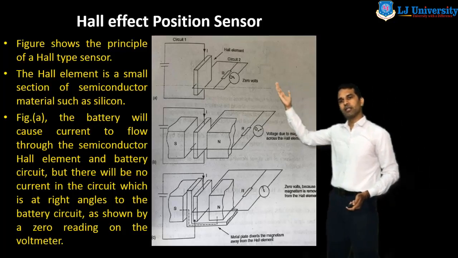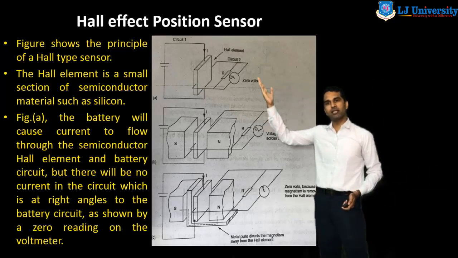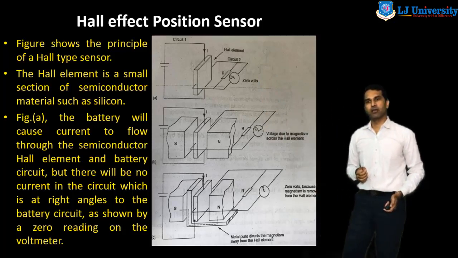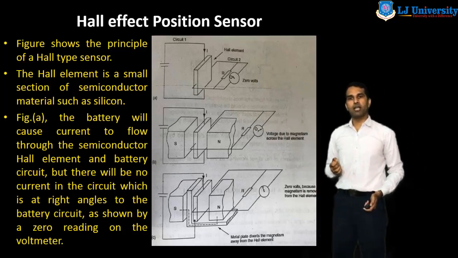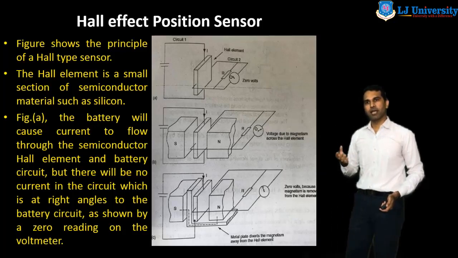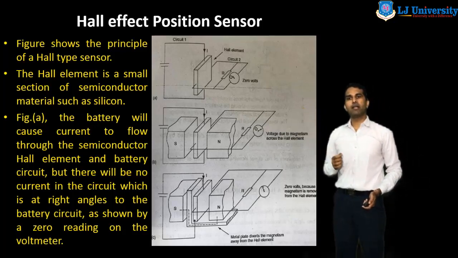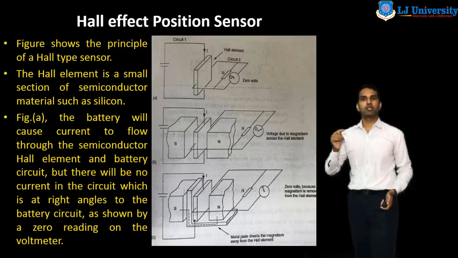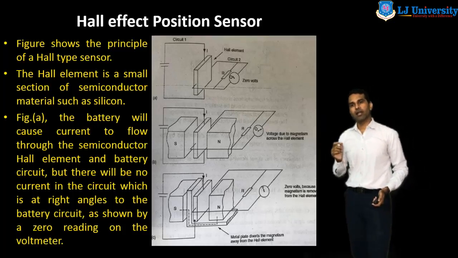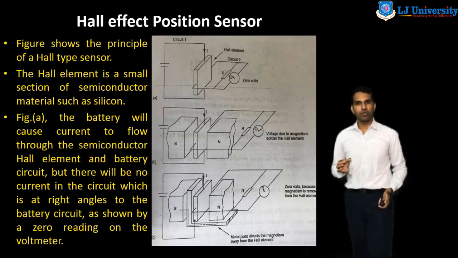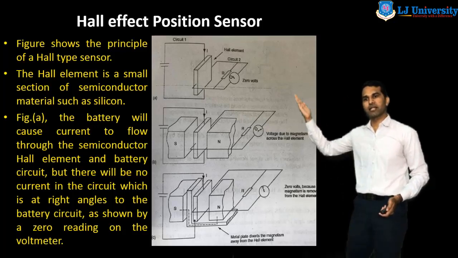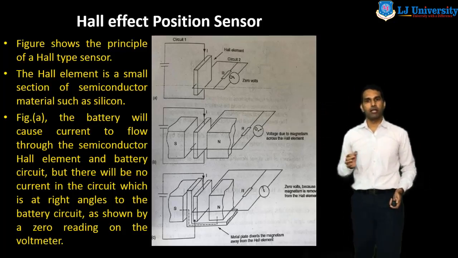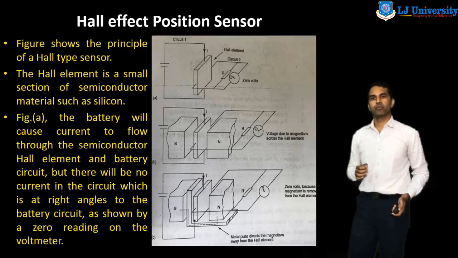Here we can see there are two circuits, circuit 1 on the left hand side and circuit 2 on the right hand side. When we apply the voltage on the semiconductor sheet in circuit 1, the current flows in circuit 1. But at that time no voltage is introduced in the second circuit. That's why the voltmeter gives the 0 reading. That means there is no voltage.